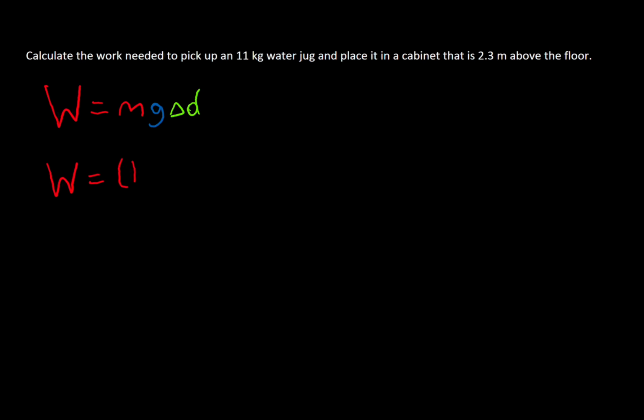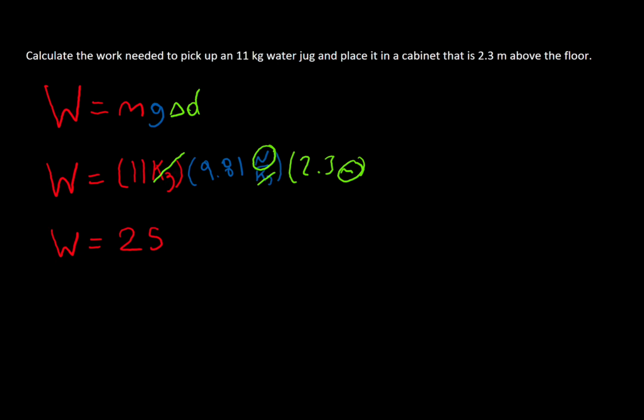And plugging in these units, work equals 11 kilograms times 9.81 newtons per kilogram times 2.3 meters. Kilograms cancel out, leaving us with newtons times meters, which is joules. And rounding to two significant digits, the work needed to lift up the water jug is 250 joules. Let's move on to power and efficiency.